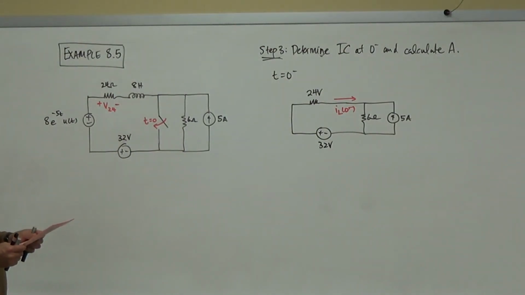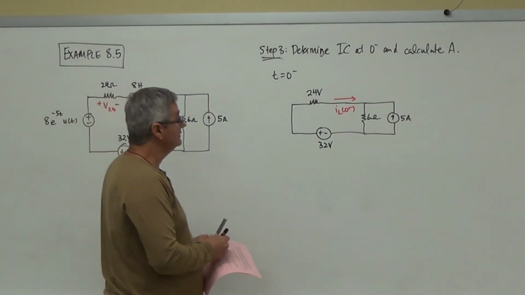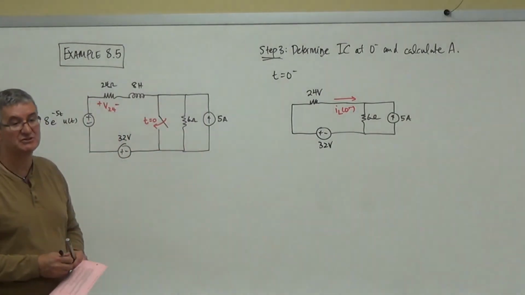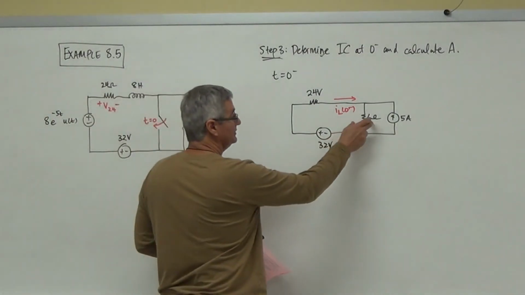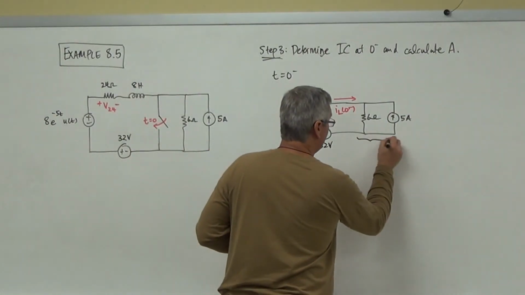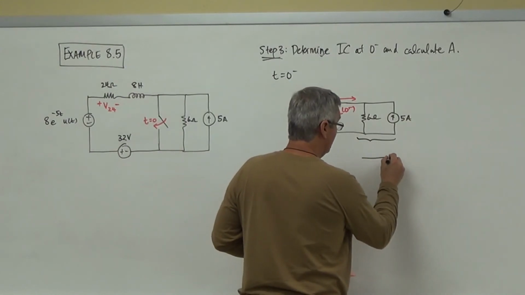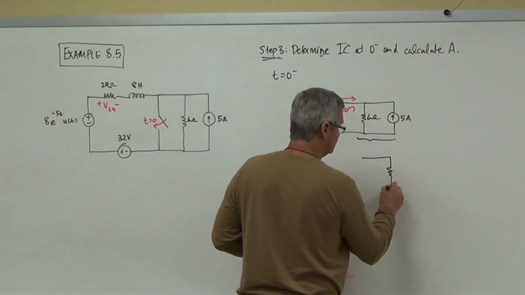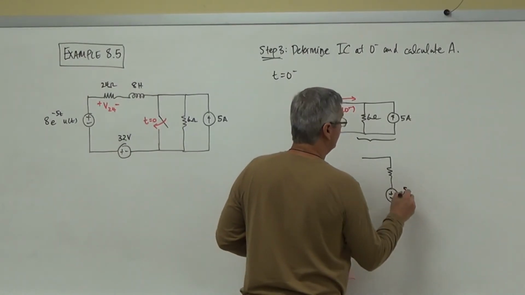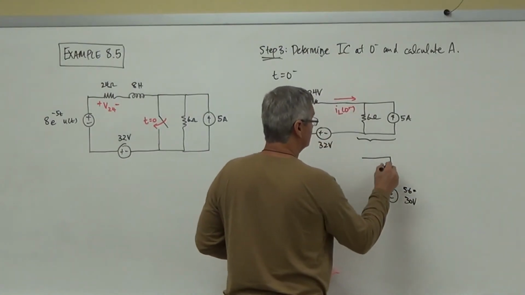So how would you solve for the initial condition of this? There's a whole bunch of ways. Probably a source transformation might be the easiest. So what I would do is write this as well. If I look at this branch here, I'm going to have a 6 ohm resistor and a voltage source that is 5 times 6, which means it's a 30 volt source. So I got a 6 ohm.